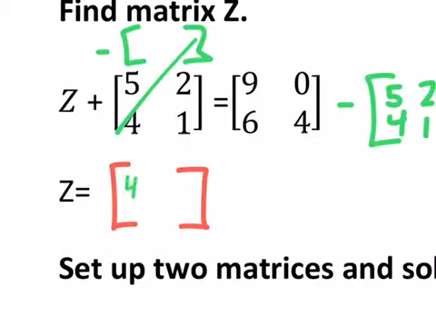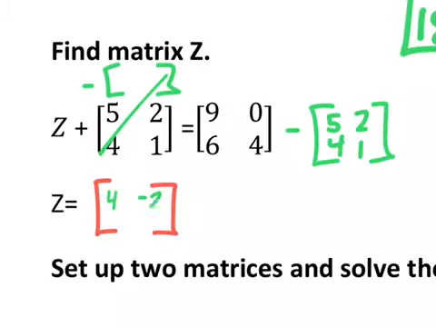So 9 minus 5 is 4. 0 minus 2 is negative 2. 6 minus 4 is 2. And 4 minus 1 is 3.